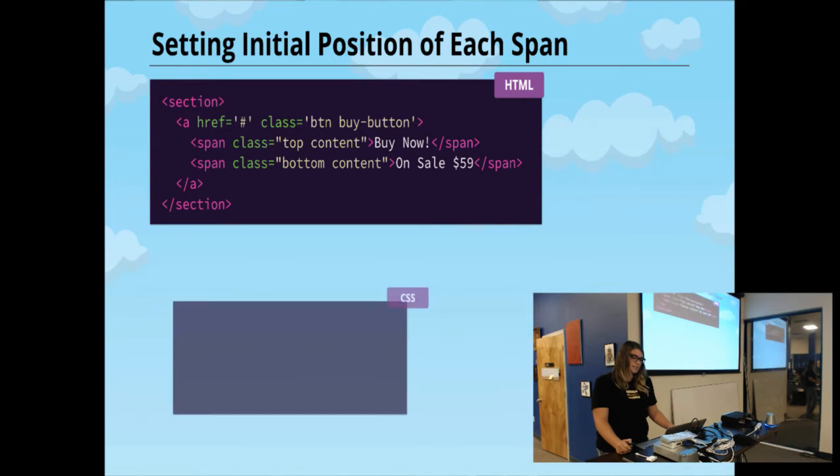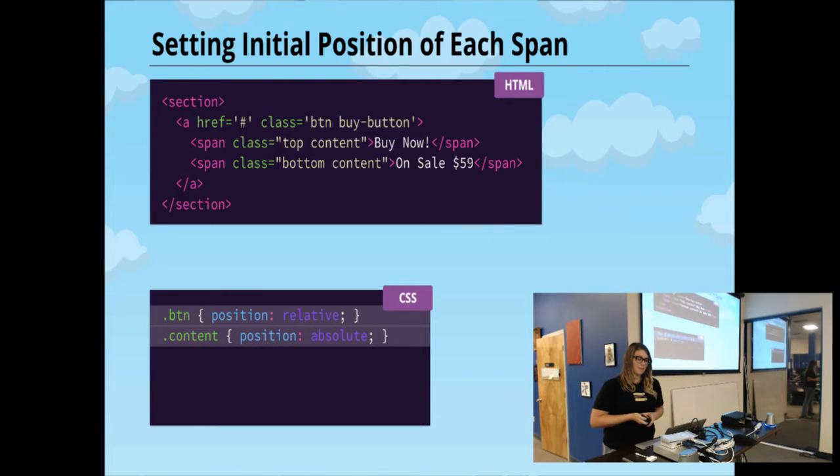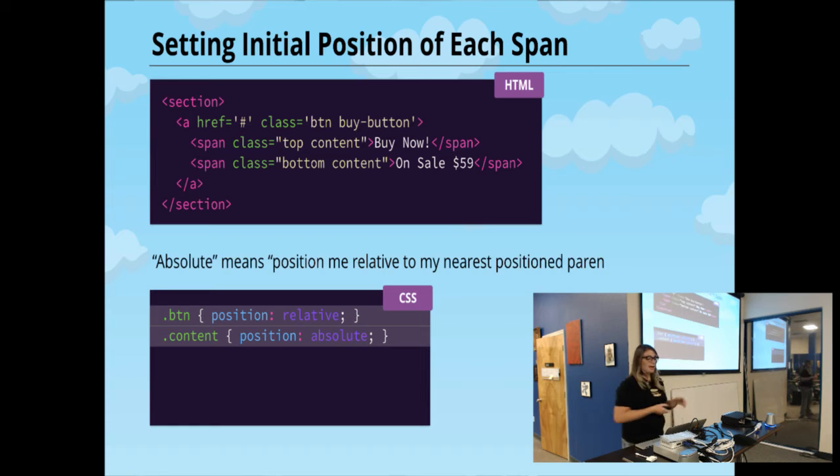So, setting the initial position of each of these. Do you guys know positioning? Yes? No? Yeah? In order to position these, I gave the button position relative, and the content inside the button, anything with a class of content, position absolute. That means position me relative to my nearest positioned parent or document. That sounds weird and kind of crazy, especially if you don't do positioning.